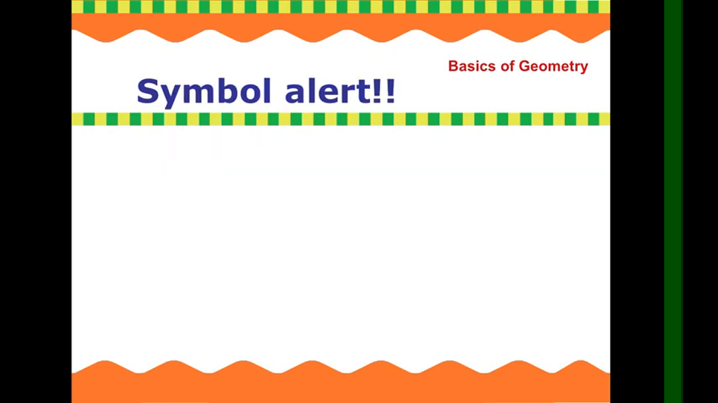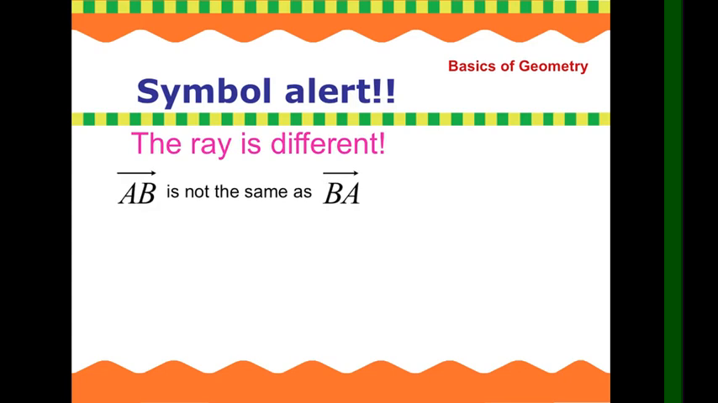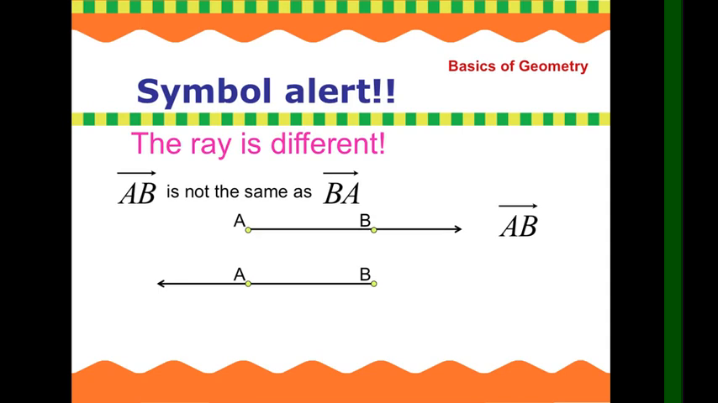But the ray is different. AB is not the same as BA because BA must have a different direction from AB. So, iba yung sa AB, iba yung sa BA. Okay, magkaiba. Pero sa line at sa segment, pwede mong i-swap yung dalawang letters para masabi na same lang sila. Pero in a ray, it is different. So that AB and this one is BA. So they have different directions.